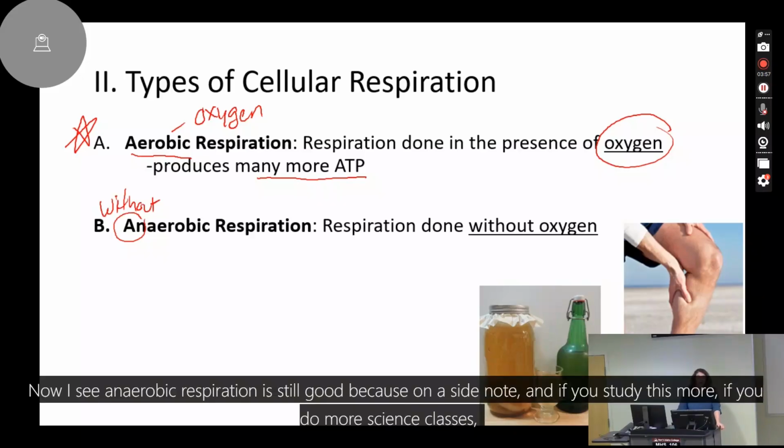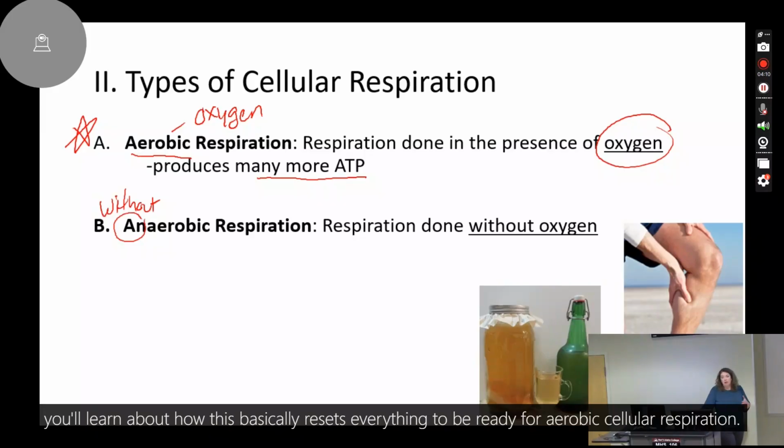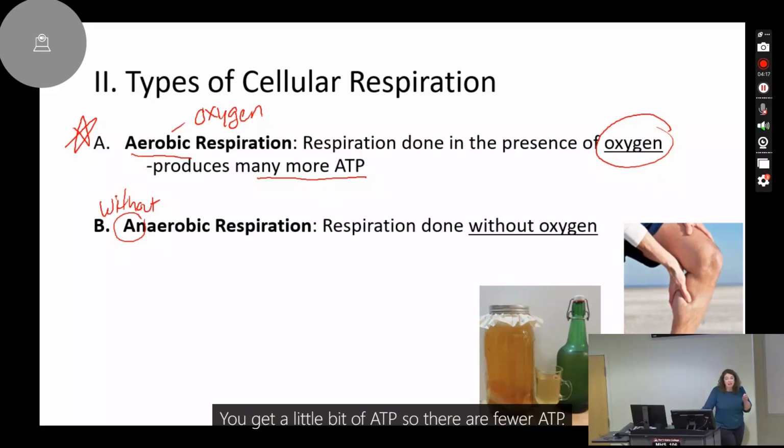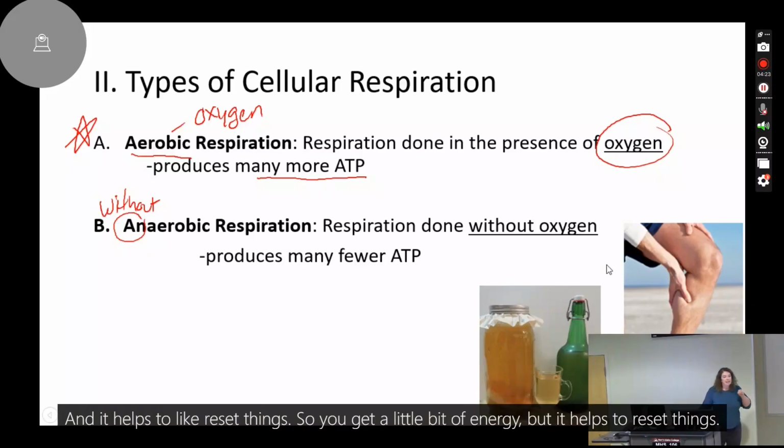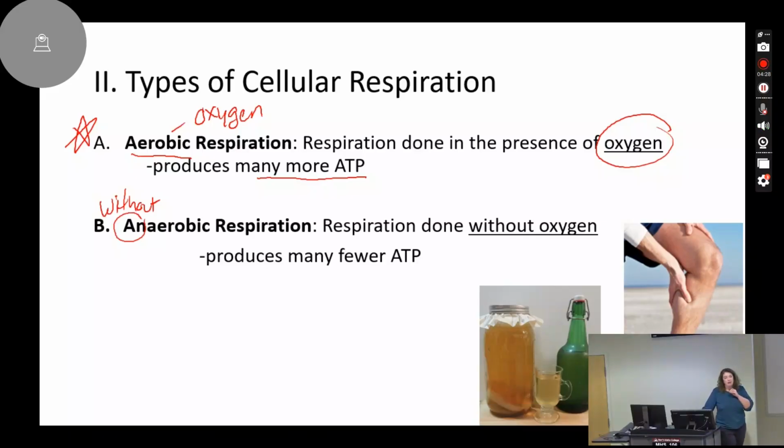Anaerobic respiration is still good because, on a side note, if you do more science classes, you'll learn about how this basically resets everything to be ready for aerobic cellular respiration. You get a little bit of ATP, so there are fewer ATP, but it helps to reset things.